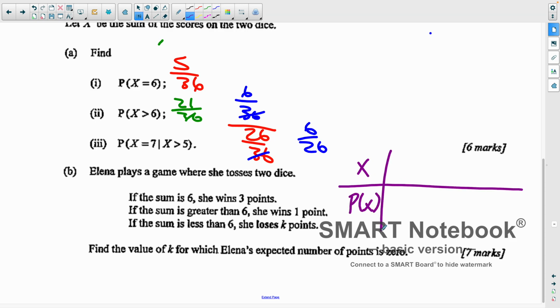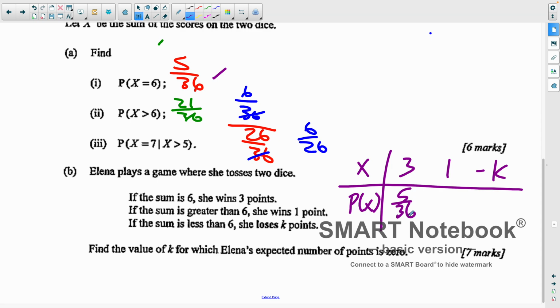All right. What are the outcomes when I play this little game? I can win 3 points. I can win 1 point, or I can lose K points. All right, so that's the 3 things that can happen. What's the probability that I win 3 points? Say again? All right, got to have a sum of 6. What's that probability? Do I have to start over? No. Nope, I answered that question already. There it is. 5 out of 36. So 5 out of 36 chance that I get that.